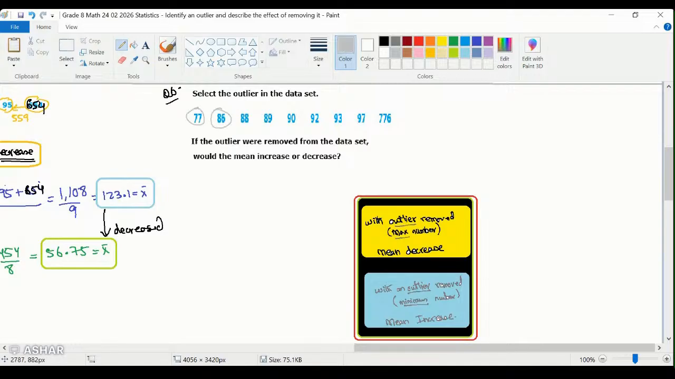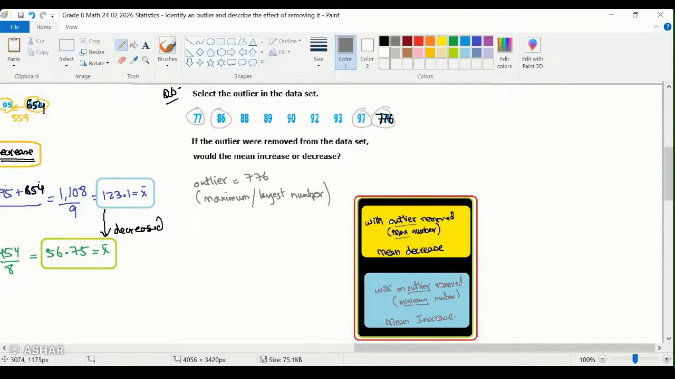What would be the outlier? Would it be 776? Right? 776 is way far away from 97, right? So we can say the outlier for this question is 776, which is the maximum, or the largest number. Agreed?